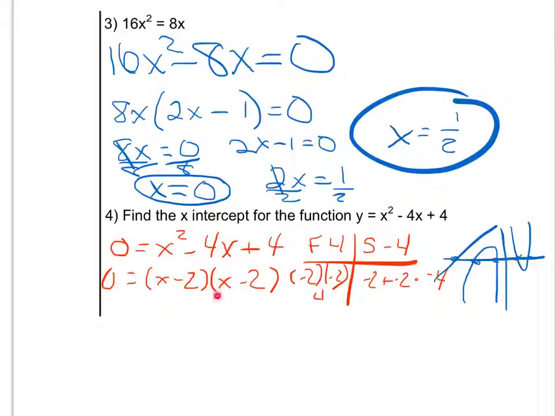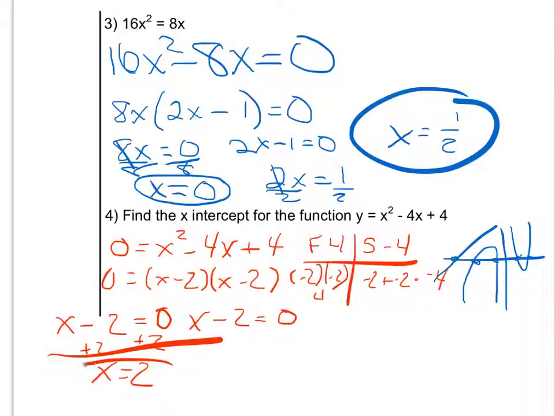And now I have something times something equals 0, so that tells me that one of these two somethings has to be 0. Well, notice they're the same equation, so they're going to give me the same answer, so I just need to solve one of them. So I'm going to go ahead and add 2, and I get x equals 2 as my solution. I don't have to write it twice.